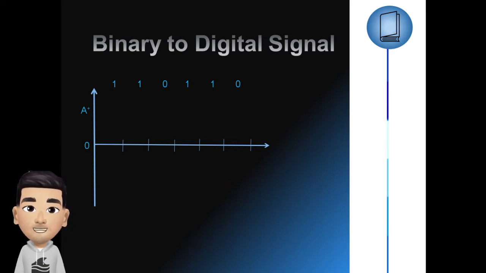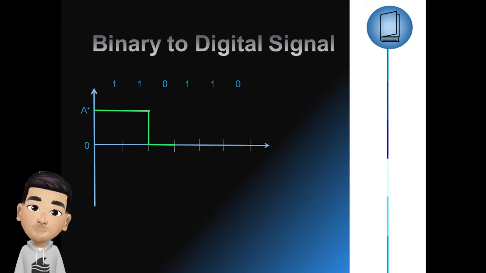We all know that 1 is equal to on and 0 is equal to off. Here, our binary data is 110110. Since our first bit is 1, the signal will go to A positive for one whole cycle, and the next bit is another 1, which will continue its signal at A positive for another whole cycle. Then the third bit will be 0, which will make the signal drop to 0 and complete its whole cycle.